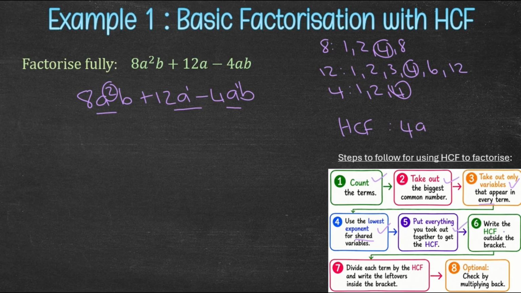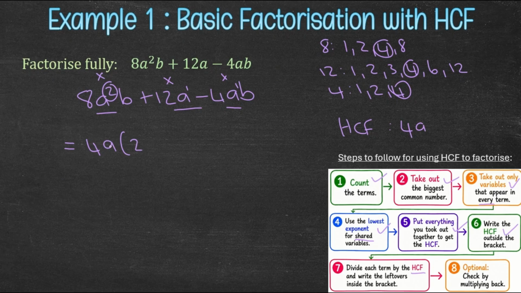Step 6, we have to write this HCF outside the bracket. So I write equals 4A and I make a bracket. So step 6 is done. Step 7 is to divide each term, which is this one, and this one, and this one, by the HCF, which is 4A. I've got 8a squared b, and I have to divide it by 4a. So let's do it piece by piece. I've got 8 divided by 4 gives me 2.